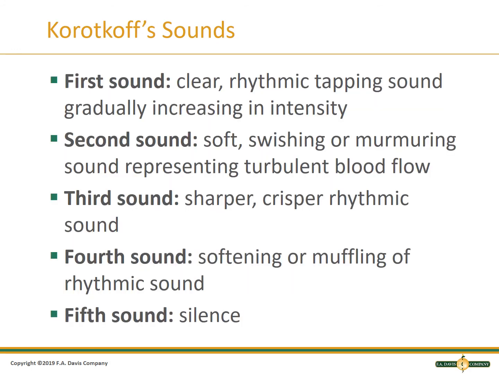So when you're checking blood pressure, these 5 sounds are what we refer to as Korotkoff sounds. The first sound is the clear, rhythmic tapping sound gradually increasing in intensity. That's going to be your systolic number. The second sound is the soft swishing or murmuring sound representing turbulent blood flow. The third sound is a sharper, crisper, rhythmic sound. The fourth sound is softening or muffling of the rhythmic sound. And the fifth sound is silence. So the first sound is your systolic. The fifth sound is your diastolic.